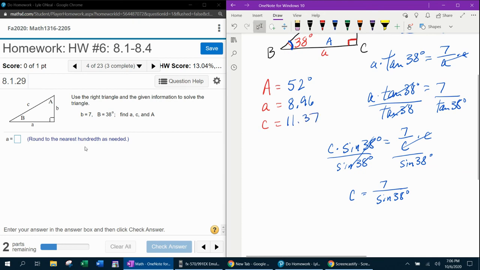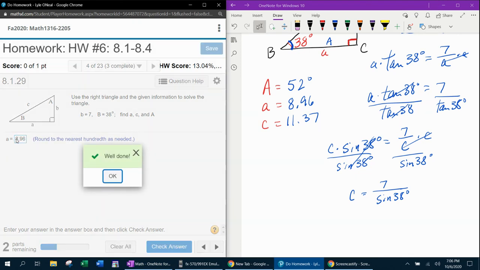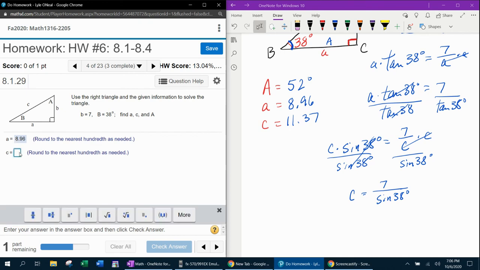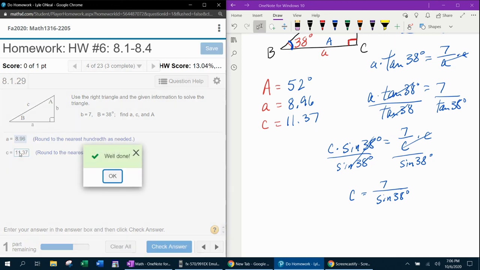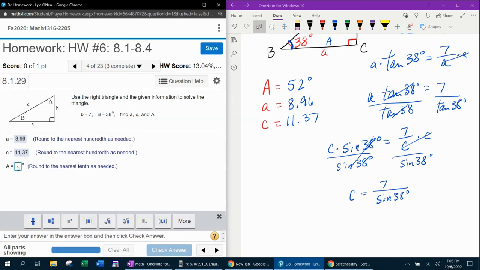And so now all I need to do is check with MyLab Math to see if I'm right. 8.96, little c, 11.37. Let's see if I'm right. And angle A, 52.